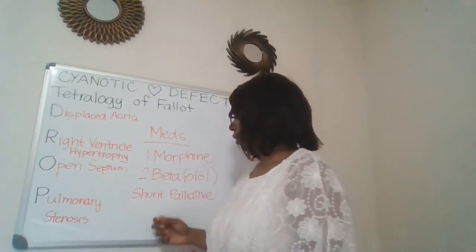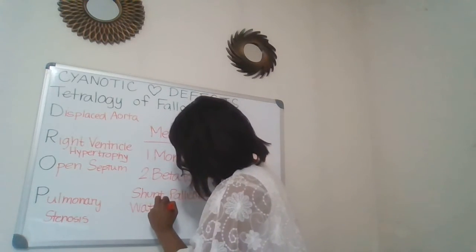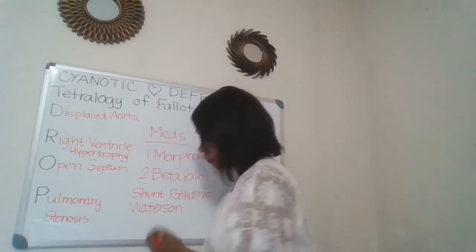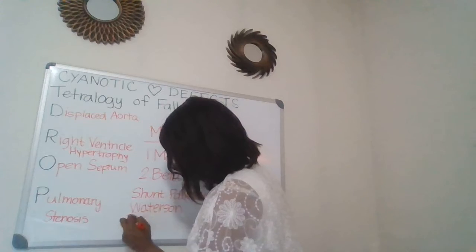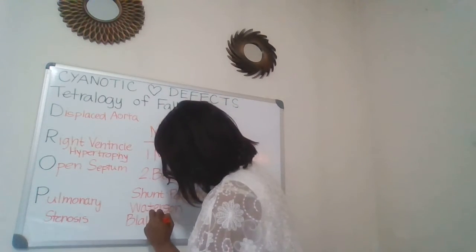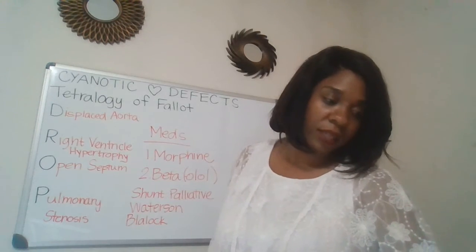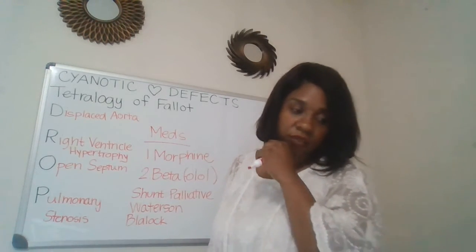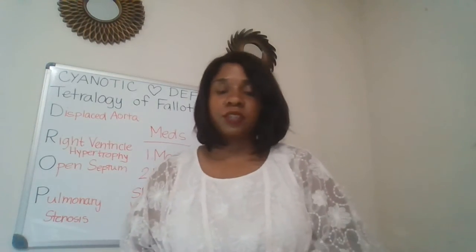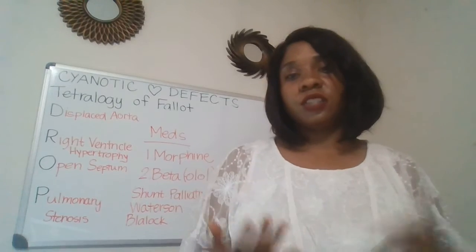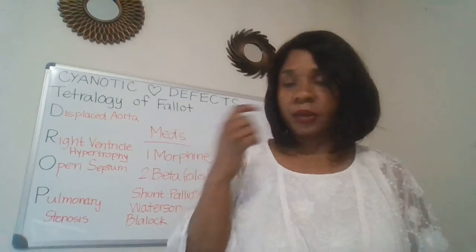I think I'll write down the shunts now. So you have the Waterston shunt, and then you also have the Blalock shunt. The Blalock shunt deals with your pulmonary and subclavian, and your Waterston deals with your aorta and your pulmonary. I don't think you have to memorize that, but just know the shunts. The palliative one is just for comfort care, and then you have Waterston and Blalock.